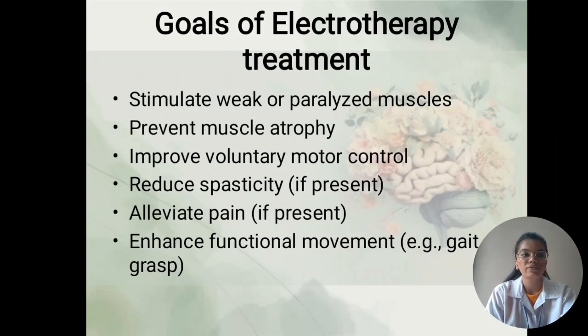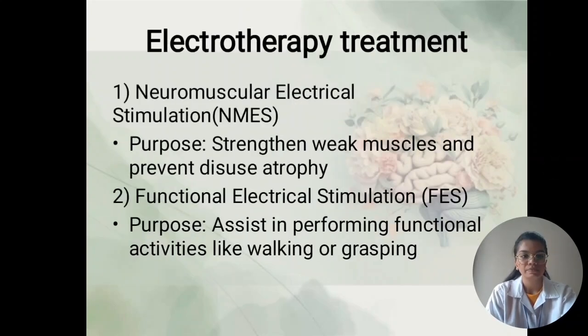Now, what are the goals of electrotherapy treatment? It helps to stimulate weak or paralyzed muscle, prevent muscle atrophy, improve voluntary motor control, reduce spasticity if present, alleviate pain if present, and enhance functional movement like gait and grasp.